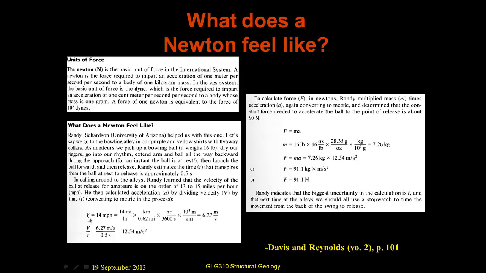So let's go through the math. 14 miles an hour is about 6.3 meters per second. It goes from 0 to 6.3 meters per second in half a second, so our acceleration is 12.54 meters per second squared. Now we need to figure out the mass. It's a 16-pound bowling ball, which converted to kilograms is about 7 kilos. So F equals ma, 7.26 kilos times 12.54 meters per second squared equals 91 newtons.